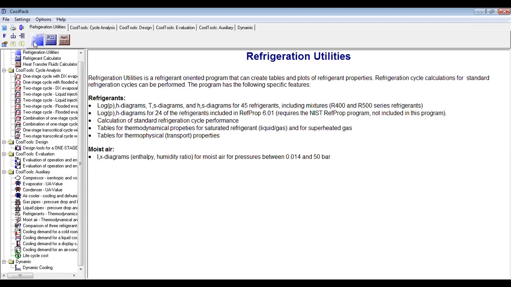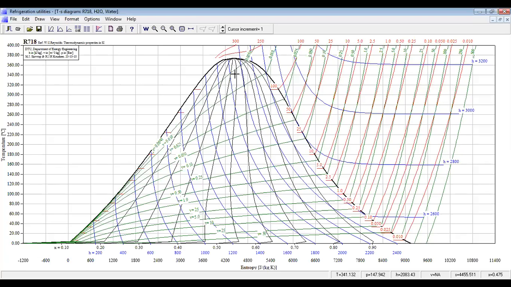Let's say you need TS curves, TS diagram, water. You look for water here. R718. Okay, this is your diagram. This is quite easy now. You see, yes. So this is the diagram from Coolpack.